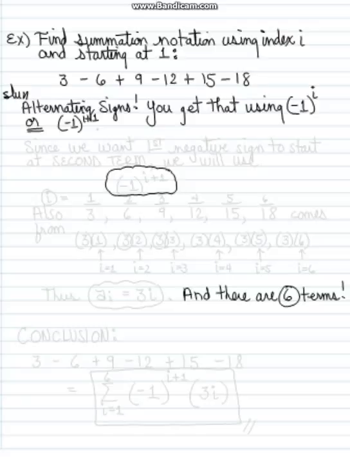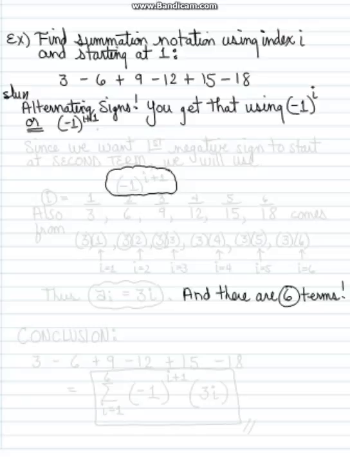If the answer is I want to start with a negative number for the first term, it will be a factor of -1 to the I power in the front. If you would rather start with a positive term for the first term in the sum, you would use a factor of -1 to the I plus 1.